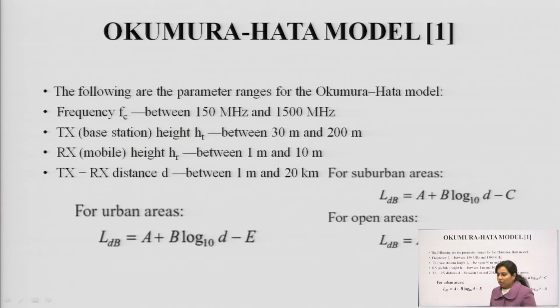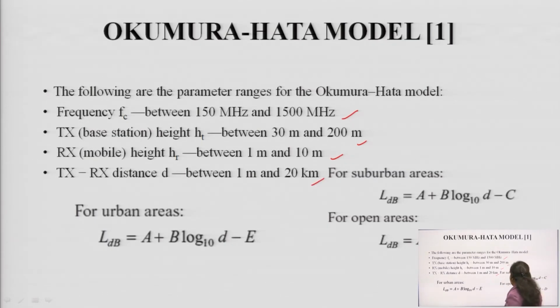Now, the Okumura model is extended by Hata. So, it is known as the Okumura Hata model. In this model also there are parameters like frequency, which ranges from 150 megahertz to 1500 megahertz. The transmitter base station height is 30 meters to 200 meters, then the receiver height is 1 meter to 10 meters, and the transmitter receiver distance exists between 1 meter to 20 kilometers.